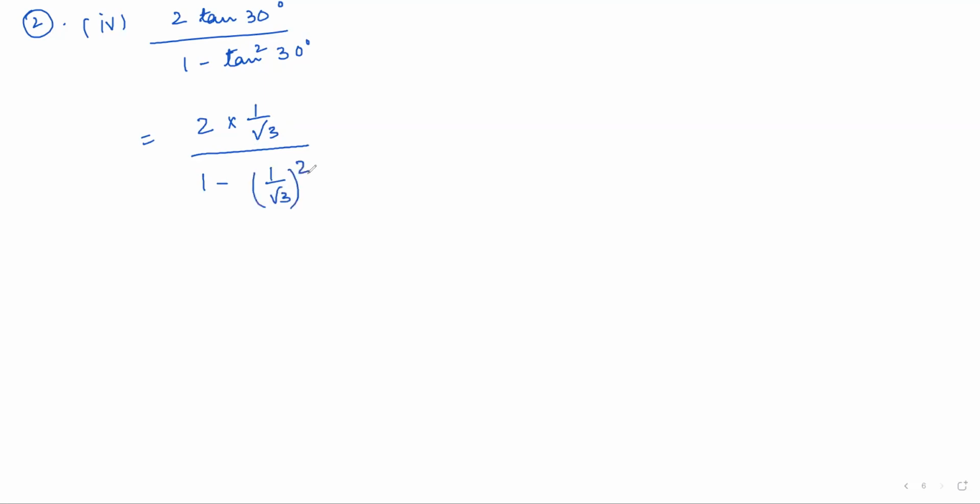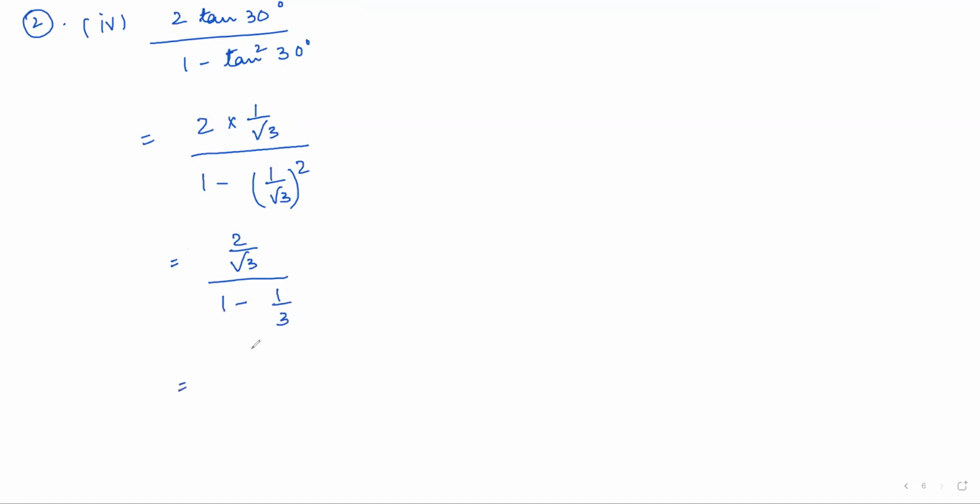So you have 2 tan 30 divided by 1 minus tan square 30. So find the value first of all. It will become 2. What is tan 30? 1 by root 3, right? And 1 minus, again, tan 30 is 1 by root 3, so 1 by root 3 whole square this time. So this will become 2 by under root 3 and divided by 1 minus 1 by 3, right?